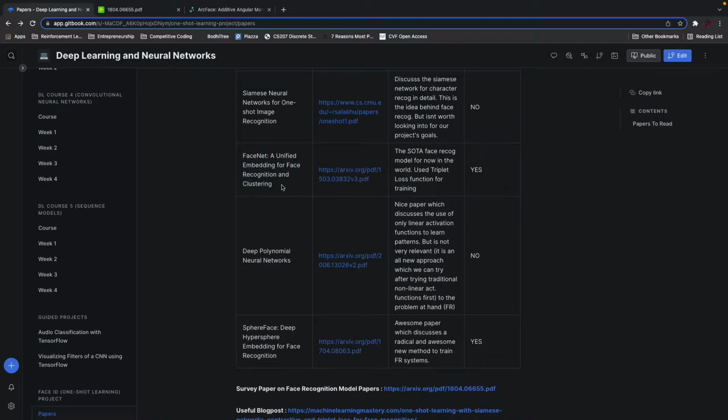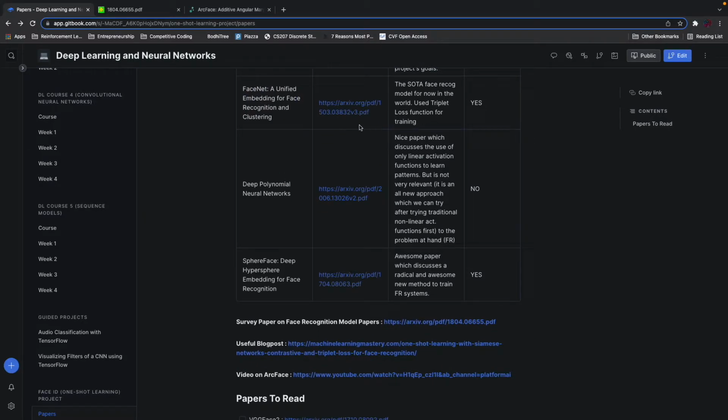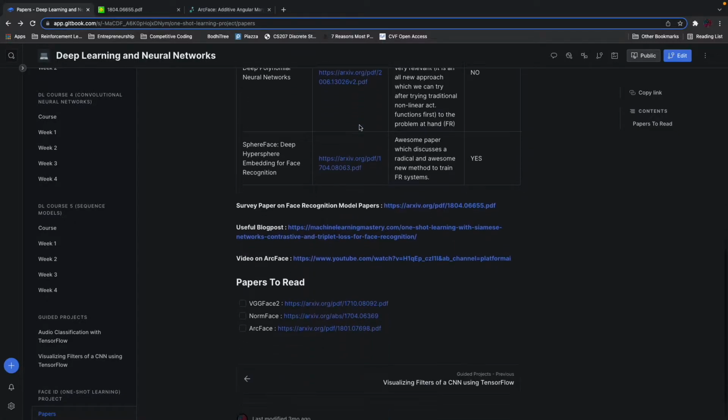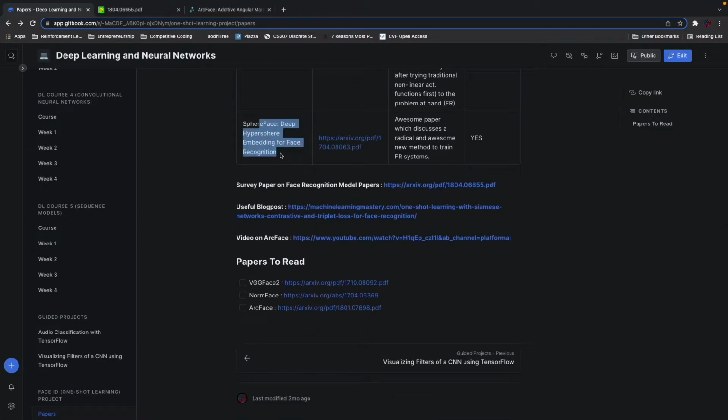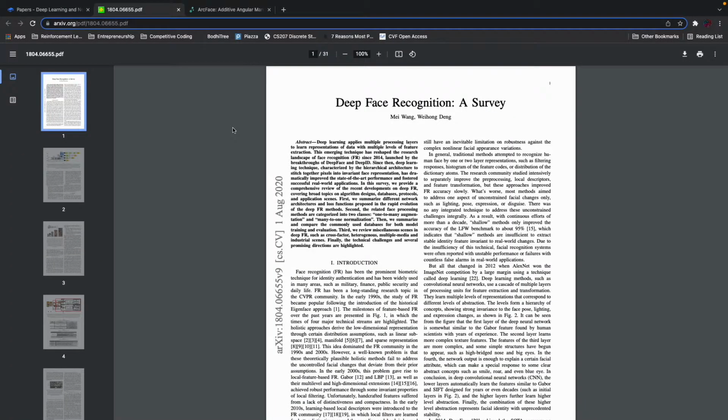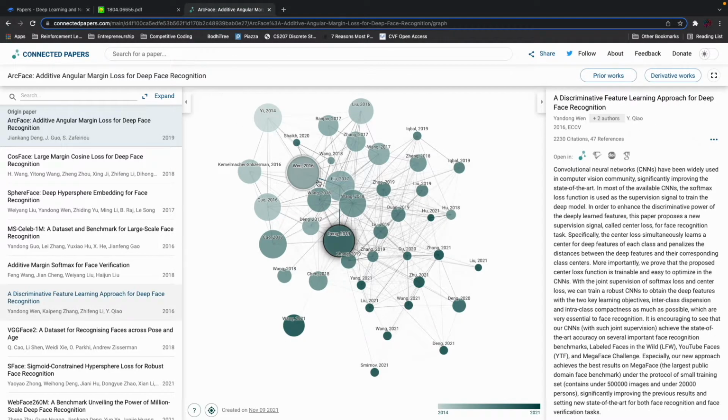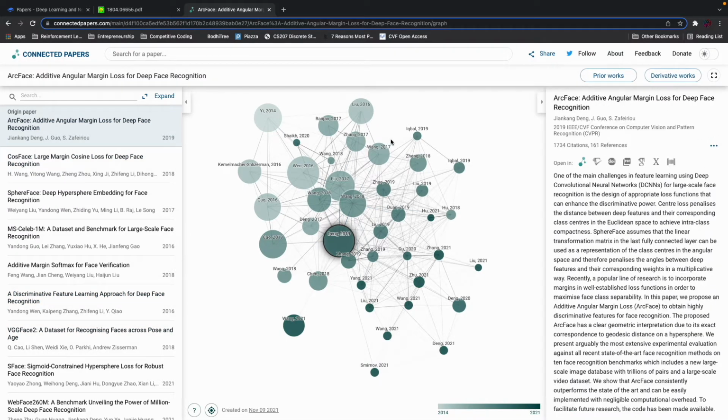This FaceNet over here uses triplet loss and was the SOTA, but it got replaced by Arcface, SphereFace, CosFace, and so on. SphereFace is one of the margin loss papers which came before the Arcface loss, and it was the state of the art before it. We chose Arcface because of its simplicity and its robustness in training, and it did work out quite well. We read this paper on deep face recognition, a survey paper on various deep face recognition models, and connectedpapers.com also helped us in our search for papers to find Arcface.